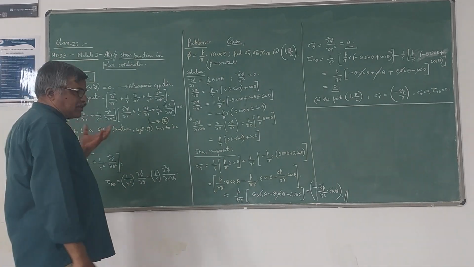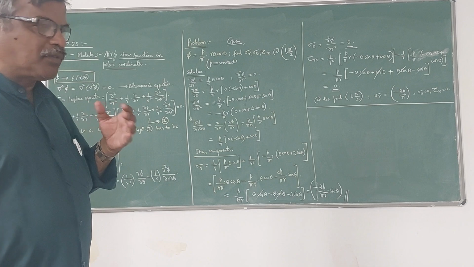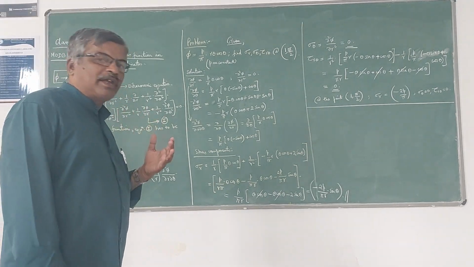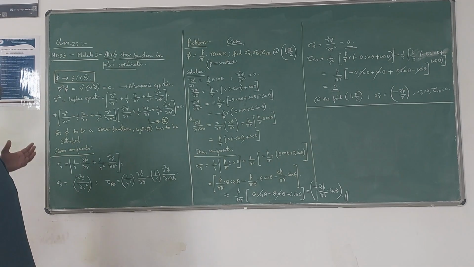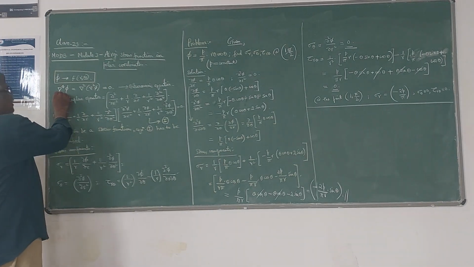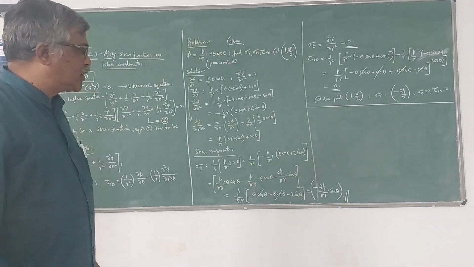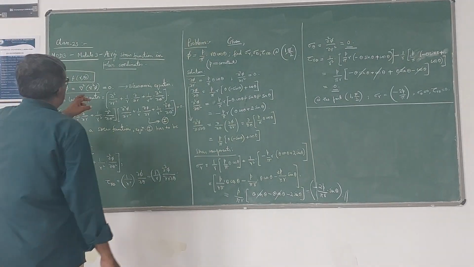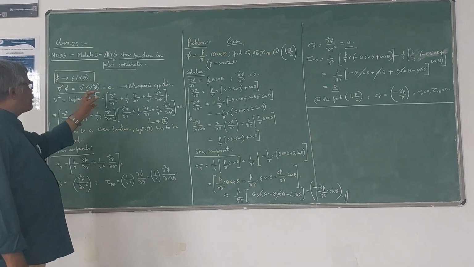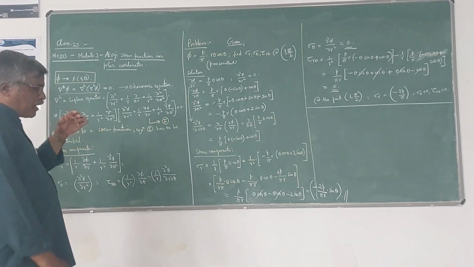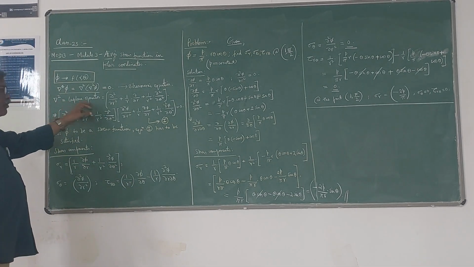So the main thing is, if a function phi, which is a function of r and theta, has to be Airy's stress function, one important condition should be satisfied. That means we should satisfy this biharmonic equation: del power 4 phi is equal to 0. Here del square phi equal to 0 is called the Laplace equation, and del square is called the Laplace operator.